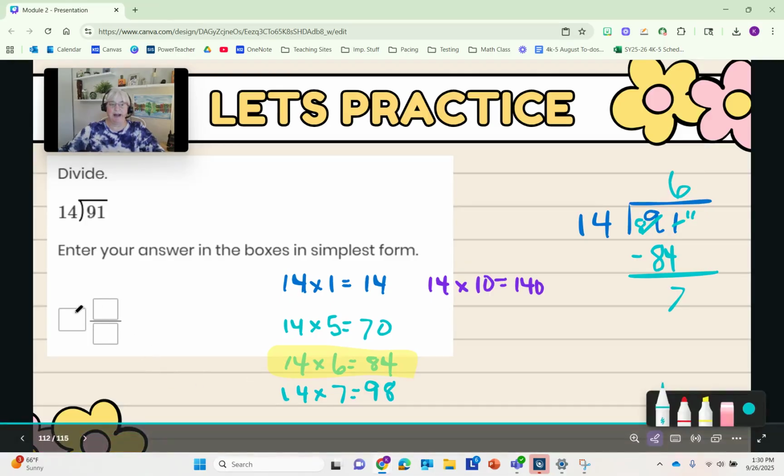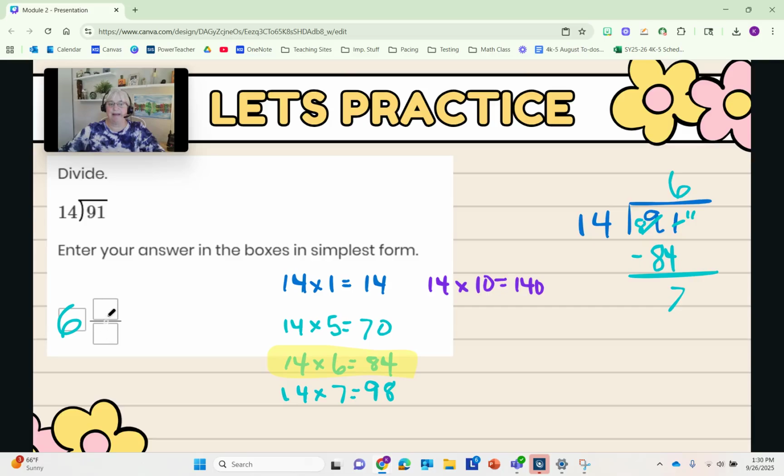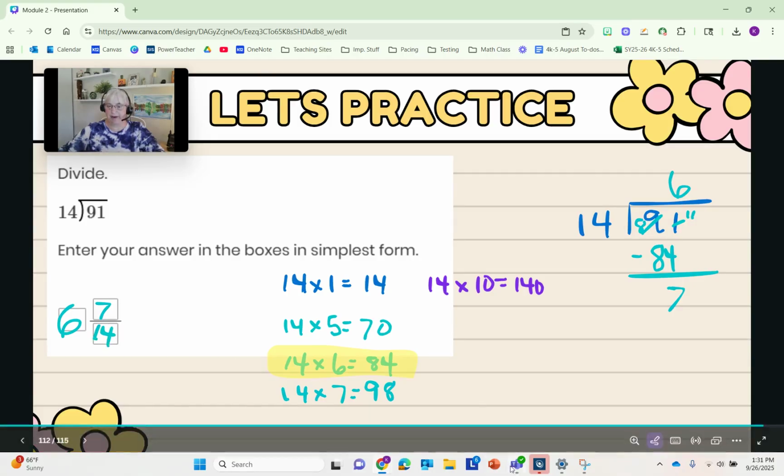And if you look at the boxes, here's the spot for the 6, and they want us to write this as a fraction. So when I write the answer as a fraction, I take the amount that's remaining, which is 7, and I put it at the top of the fraction. That's called the numerator. And I take the divisor here on the outside of the house that we started with, and that goes in the bottom of the fraction, which is called a denominator.